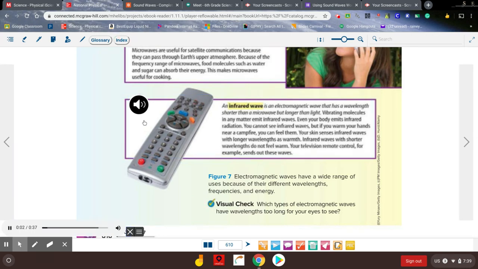Number 3. An infrared wave is an electromagnetic wave that has a wavelength shorter than a microwave but longer than light. Vibrating molecules in any matter emit infrared waves. Even your body emits infrared radiation. You cannot see infrared waves, but if you warm your hands near a campfire, you can feel them. Your skin senses infrared waves with longer wavelengths as warmth. Infrared waves with shorter wavelengths do not feel warm. Your television remote control, for example, sends out these waves.